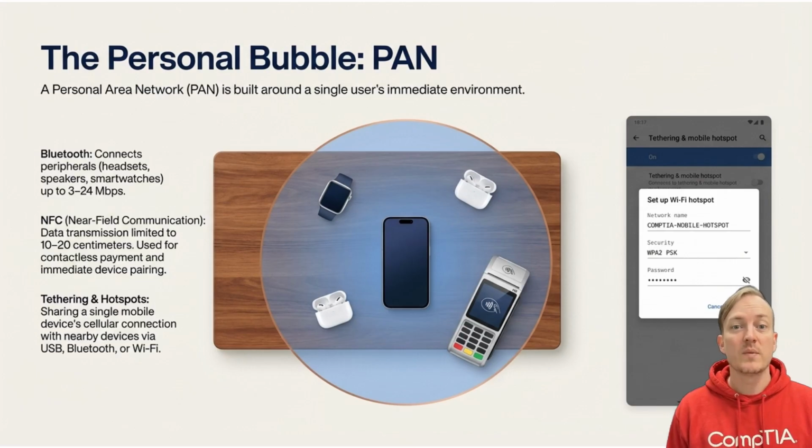Starting closest to home, we have the Personal Area Network, or PAN. This is your immediate digital bubble. We use Bluetooth for our headsets and smartwatches, pushing speeds up to 3 to 24 Mbps. If we need to process a contactless payment or instantly pair a device, we rely on NFC, which is strictly limited to 10 to 20 centimeters. And if you need internet on the go, your PAN includes tethering and hotspots, allowing you to share a single smartphone's cellular data via USB, Wi-Fi, or Bluetooth.